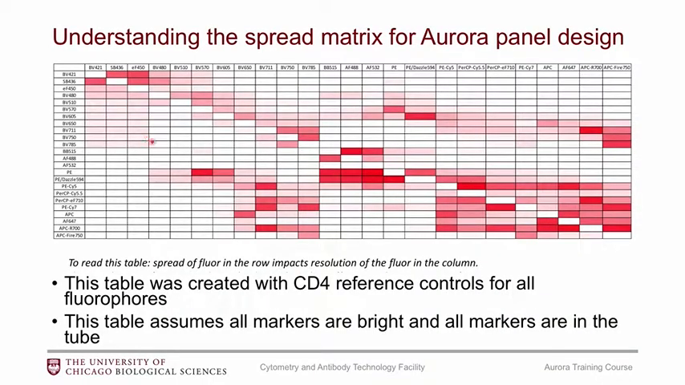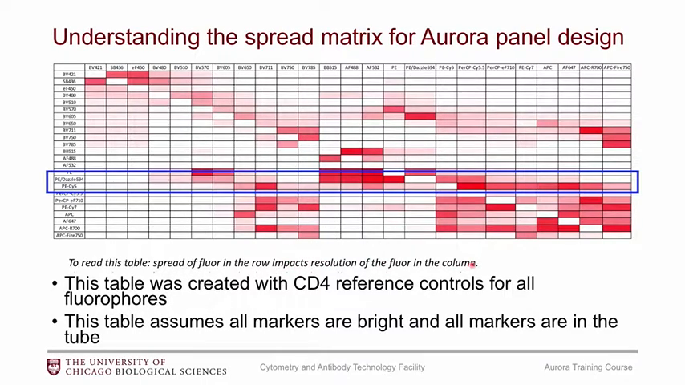So now coming back to the spread matrix, this was given to us by SciTech. To read this table, the spread of the fluor in the row impacts the resolution of the fluor in the column. So here's an example, PE Dazzle 594, PE Sci 5. You can see there's quite a bit of red in these two rows. So this tells us that these two fluorophores cause quite a bit of spreading in all of these different fluorophores.